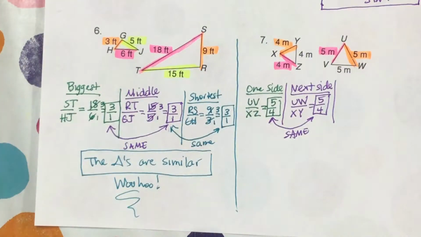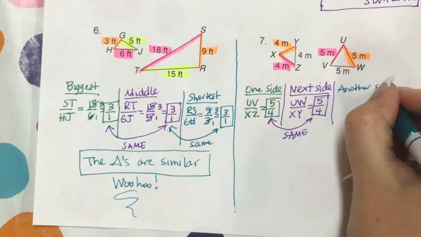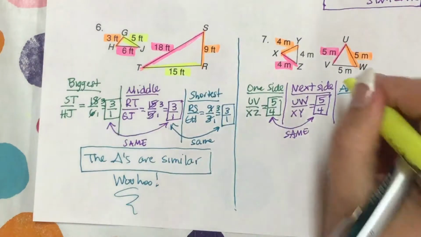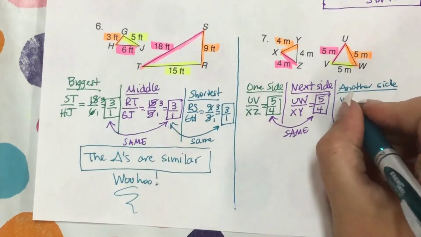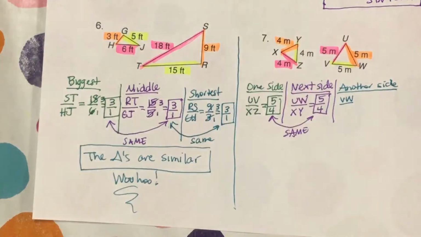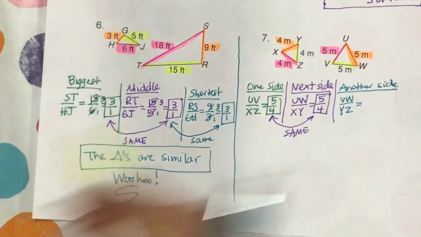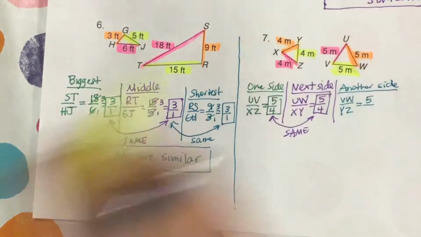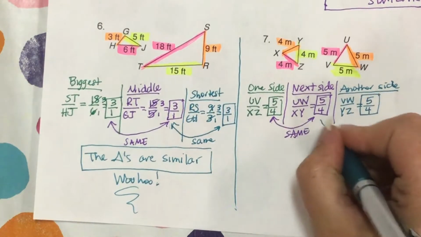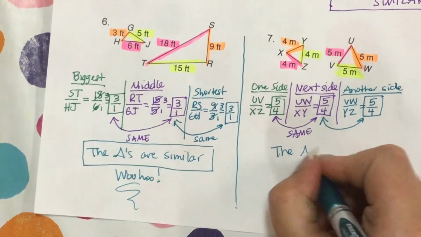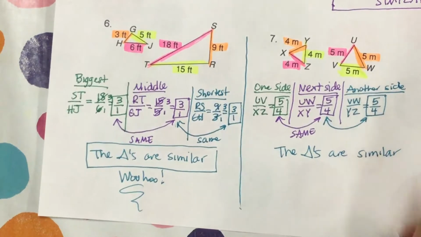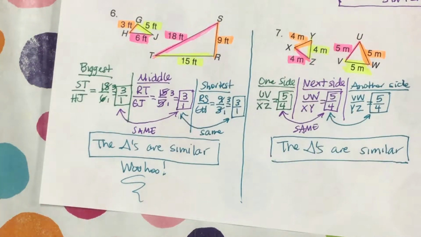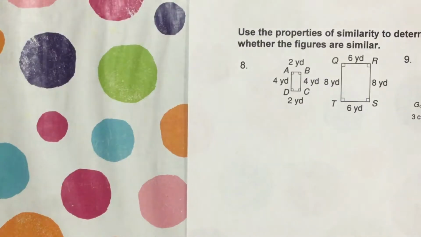And then I'm just going to call this another side, because I can't call it the smallest side because it's the same as the other ones. Got to do the biggest triangle on top, which is going to be VW over YZ. And we're going to fill in the numbers. VW is 5 and YZ is 4. So there we have it, 5 over 4. And that is the same. So the triangles are similar. So if you got that one right and you showed all your work, great job. Now your paper should look like mine. So you need to show your work like this, okay? Okay, let's flip the page and talk about problems 8 and 9.